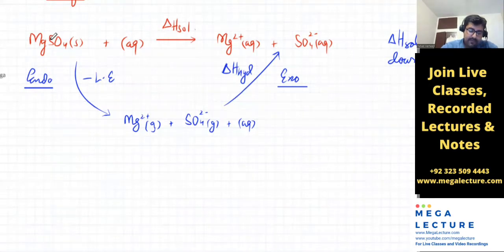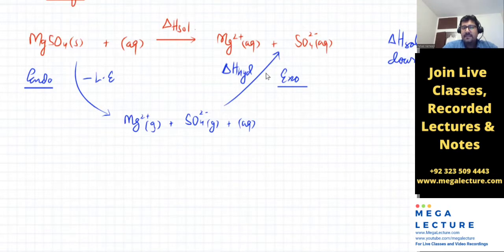Okay, if I draw the same cycle for BaSO4, remember Ba is a bigger ion. It's going to be easier. Bigger ions, bigger atoms, they always make weaker bonds. So BaSO4 ka jo lattice hoga, that's going to be a lot weaker. So down the group, remember this.